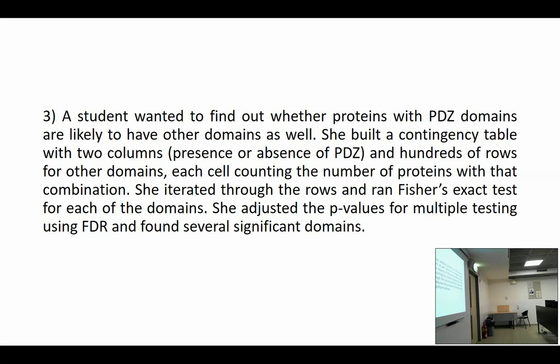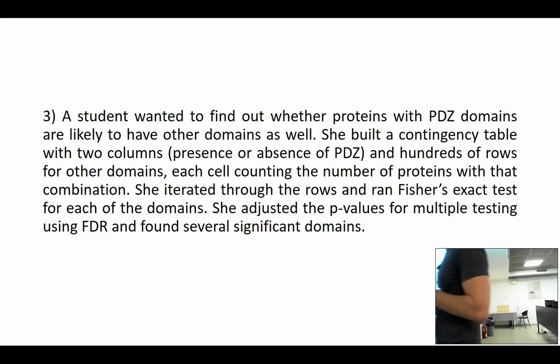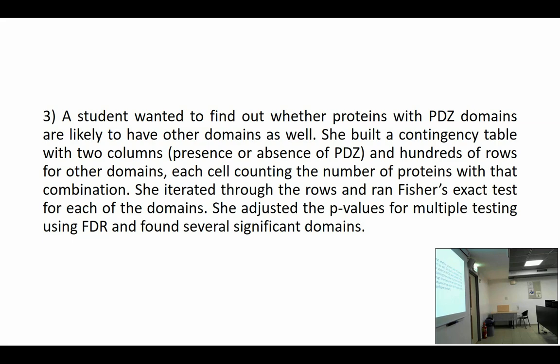Maybe it's not that dependent. Maybe the PDZ domain itself is associated with other domains usually. But that's what you start to find out from. Yeah. It sounds smart, like she did everything. It sounds sound to you.